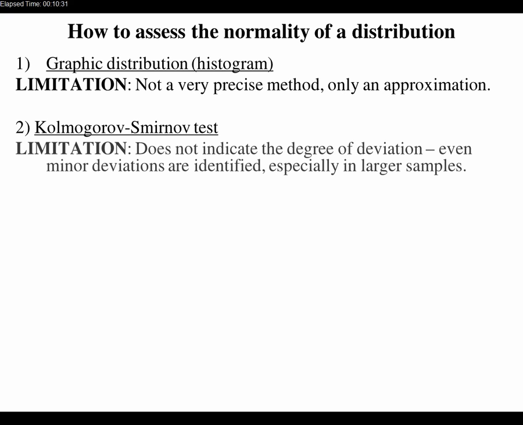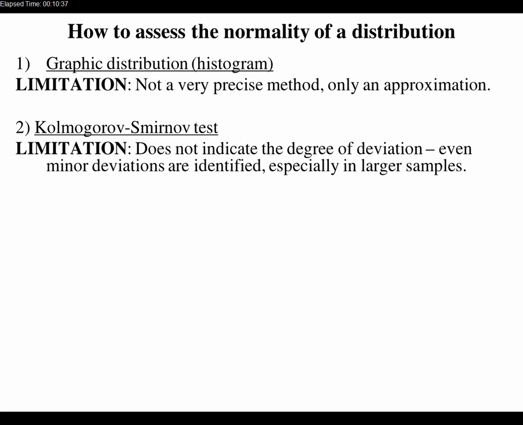How to assess the normality of a distribution? Well, you could do it graphically. You could do a histogram. The limitation is that it's not very precise. It's just approximate. You could use the Kolmogorov-Smirnov test, and the Smirnov is not the vodka. It's a statistical test. But the limitation on that is that it doesn't indicate the degree of deviation.